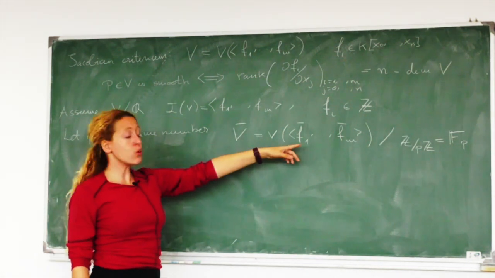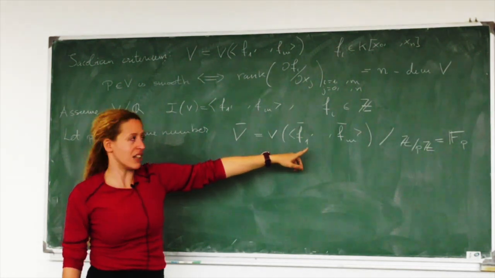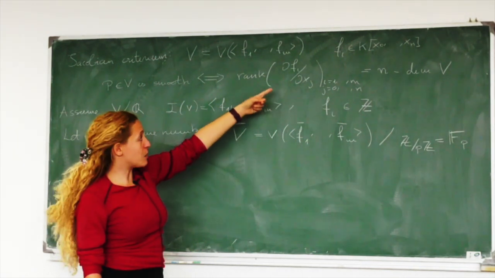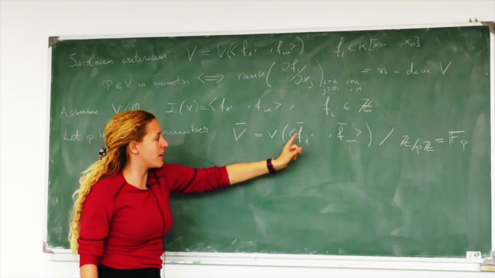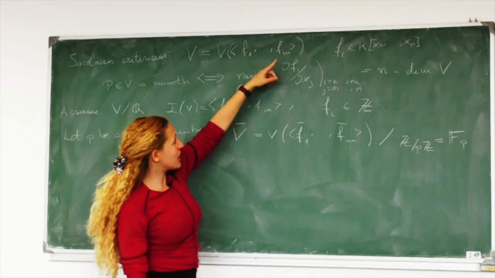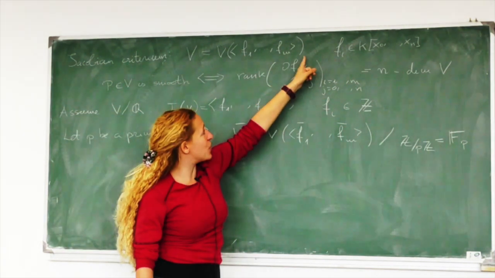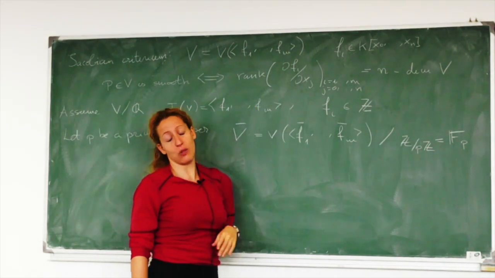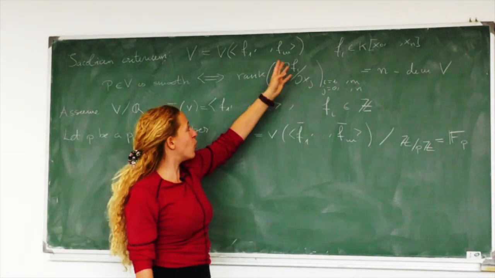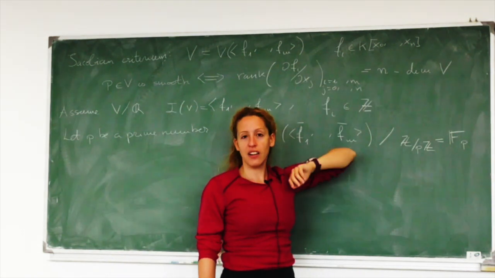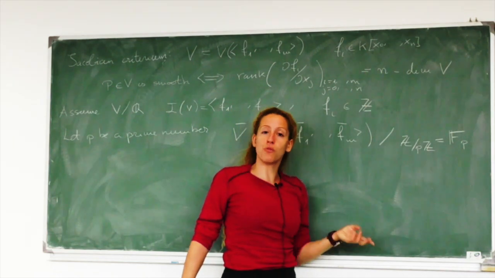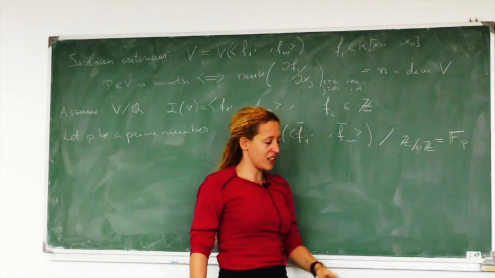Because what do I have to do to check if I have singular points or not? I have to look at the rank of this matrix. And this matrix is the same one, I just did the derivatives. The only thing is that now here I have the reduction. So it may happen that the rank becomes smaller than this. Then I don't have the equality, then I don't have that the point is smooth anymore. So I may have singularities.